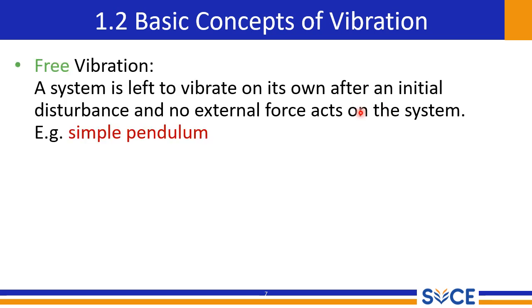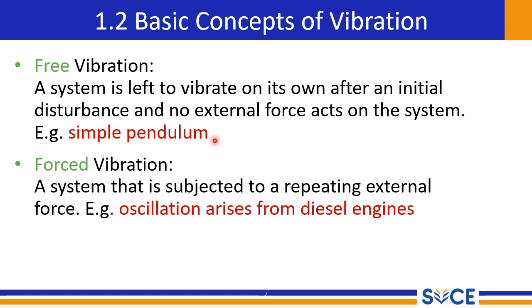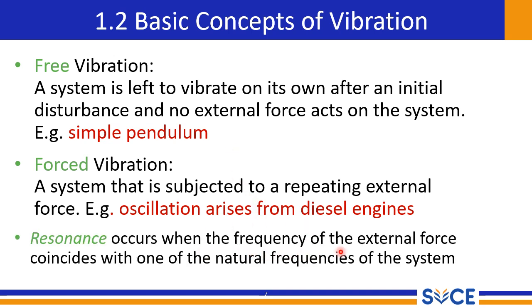From basic concepts of vibrations, we are moving to classification of vibrations. Free vibration occurs when a system is left to vibrate on its own after some initial disturbance. Forced vibration, on the other hand, occurs when a system is subjected to a repeating external force, such as oscillation of a diesel engine. Resonance occurs when the frequency of the external force coincides or matches with any one of the natural frequencies of the system, which potentially causes large amplitude vibrations.